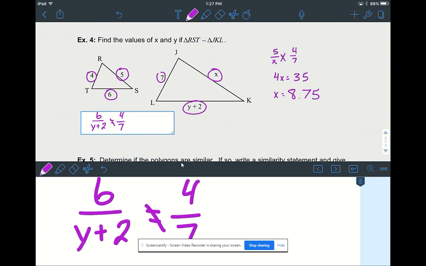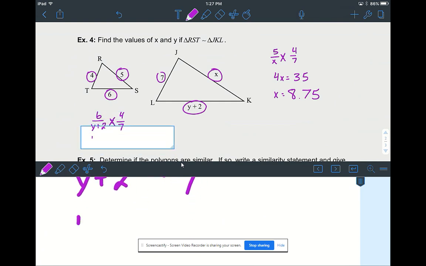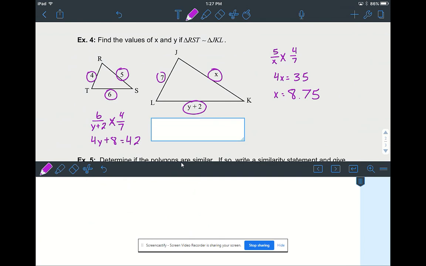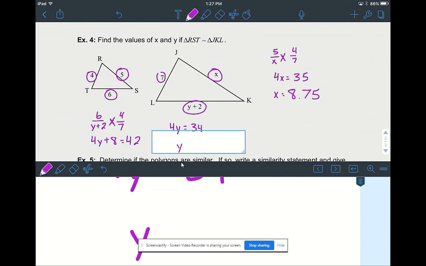All right, let's cross multiply over here. So that would give us 4y plus 8. Remember, you distribute there. 6 times 7. I can hardly ever remember 6 times 7. It's 42. Then I'm going to subtract the 8, so that would give us 34. And I'm going to divide by 4, so that would give us 8.5.